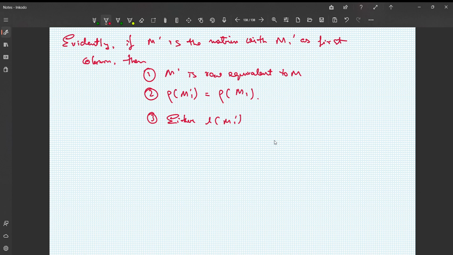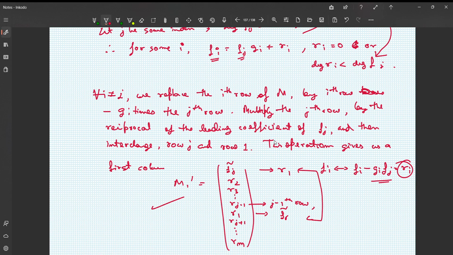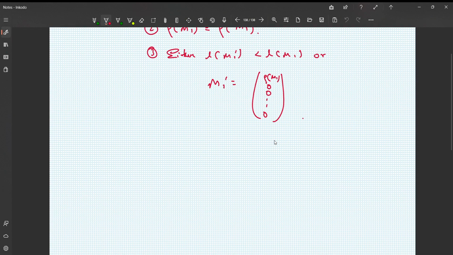is that either the minimum degree of the polynomials in the first column of M dash, that is of M1 dash, is less than that of M1, or M1 dash is typically of this form. So it's rho of M1 and all the other entries are 0, right? Now number three is pretty easy to observe from these two statements. You can do it on your own from this and this. Okay. Check this on your own.